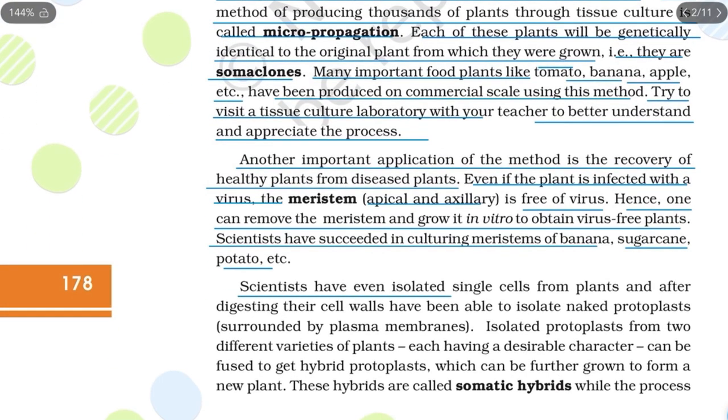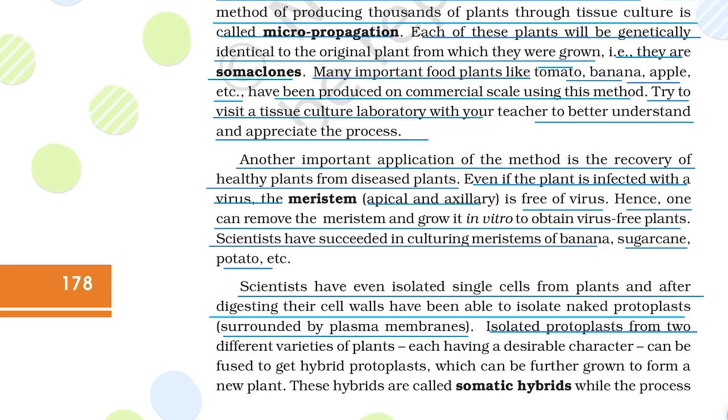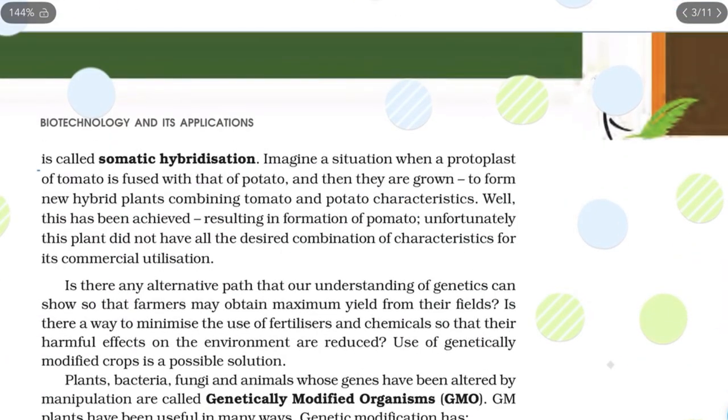Scientists have even isolated single cells from plants, and after digesting their cell walls have been able to isolate naked protoplasts surrounded by plasma membranes. Isolated protoplasts from two different varieties of plants, each having a desirable character, can be fused to get hybrid protoplast, which can be further grown to form a new plant. These hybrids are called somatic hybrids, while the process is called somatic hybridization.